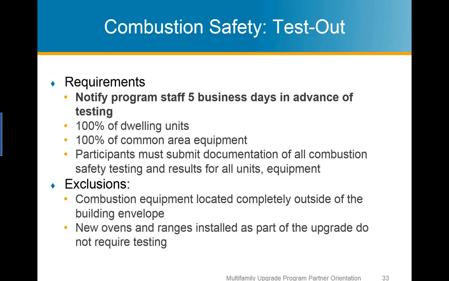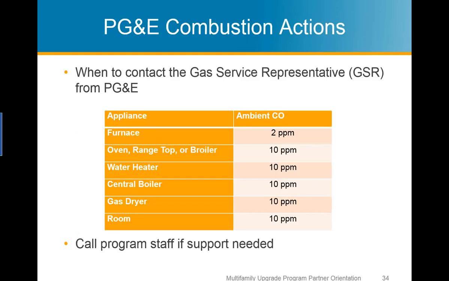A few exclusions do apply in the program. Combustion equipment that is located completely outside of the building envelope, such as rooftop package units that are not accessible, does not have to be tested. And also new ovens and ranges installed as part of the upgrade do not require testing at test out either. All of the combustion safety requirements are listed in the program handbook, and there are a few other exclusions eligible in the program, but please refer to the program handbook for that.